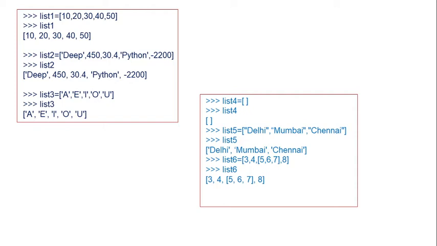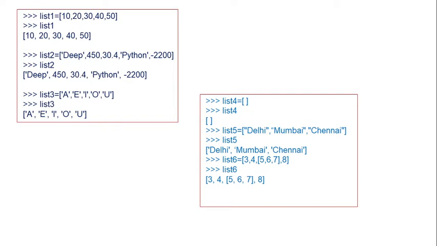What type of list is it? It is a list of integers, right? How many elements do we have here in list1? 5 elements. So list1 is a list of integers having 5 elements. When you try to print list1, it prints all the elements in square brackets because it's a list. Then another example, list2 equal to deep, 450, 30.4, Python, -2200.